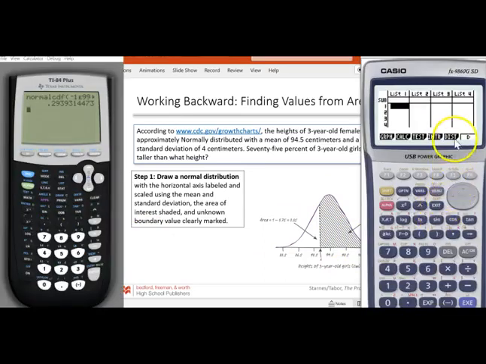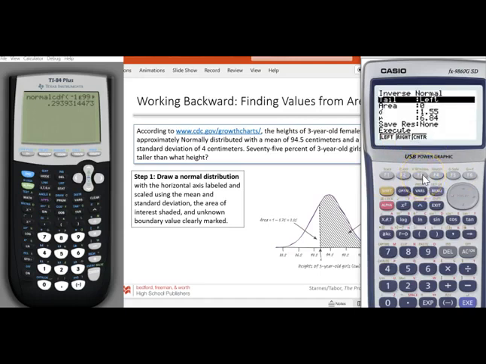All right, so on my Casio, I'm still in that distribution menu, still my normal distribution. Last time we did NCD, this time we're going to do INVN, or inverse normal, because we're working backwards. Okay, the first thing it wants to know is which direction is the tail. This is why we draw our picture. Which direction did you shade in the area that we're trying to find?